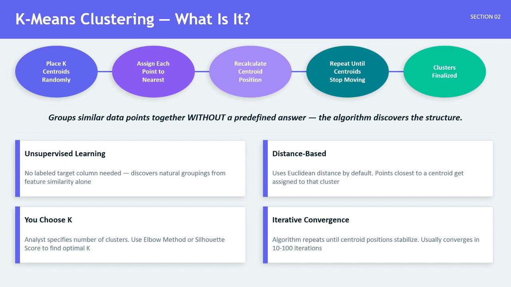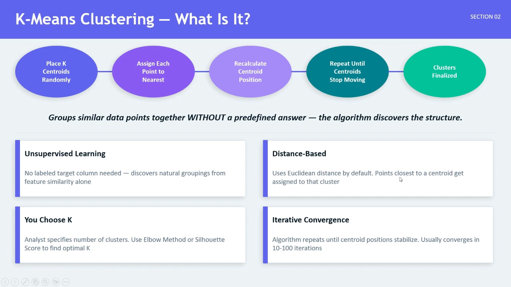So we randomly put these locations, we measure the distances to each of the points, and then we move the centroids until those distances kind of stabilize, and then we have our categorizations based on the variables that we chose and the number of bins that we decided to look at. So unsupervised learning, no labeled target column needed, discovers natural groupings from feature similarity alone. It is distance based, so it uses Euclidean distance, which is the regular distance formula that we've come to know and love in many dimensions, depending on how many variables we're considering.